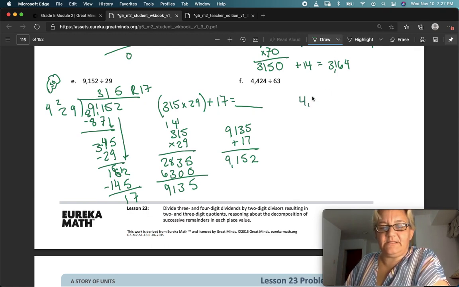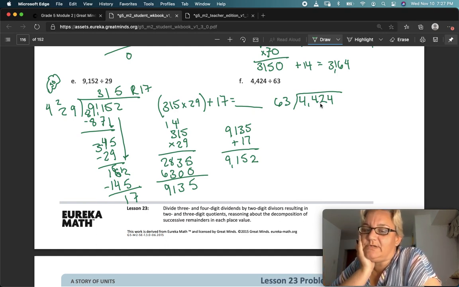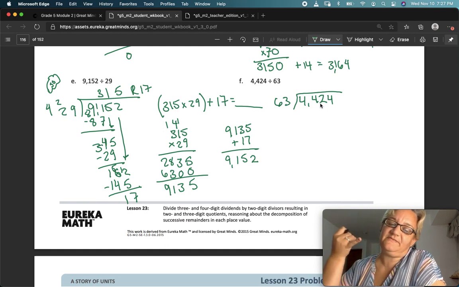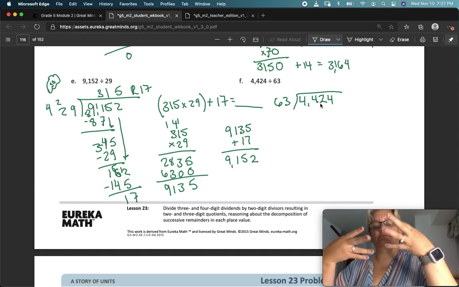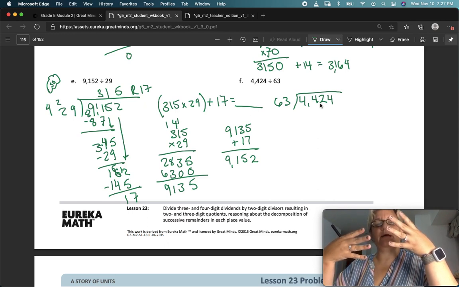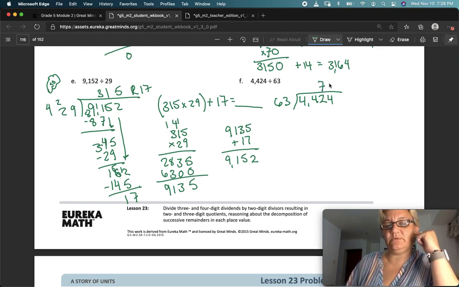Next, 4,424 divided by 63. 63 will not go into 44, so I'm going to jump all the way over to 442. Well, 50 would go into 400. Let's see, 50, 100, 150, 200, 8 times. 60 is a little bit bigger, but we have a little extra there with that 42. Do you think we can do it? I don't think so. I think we should go back down to 7. I think 7 is a good estimate. If we're wrong, we'll change it, we'll go back.